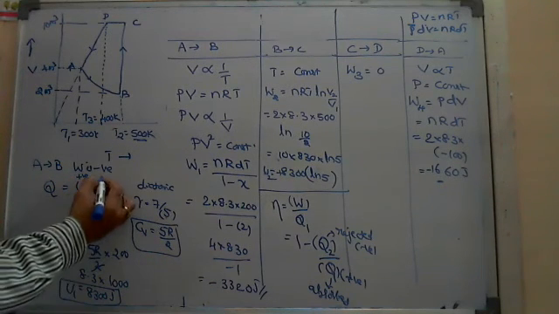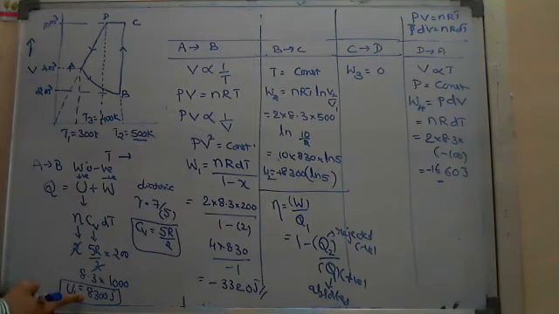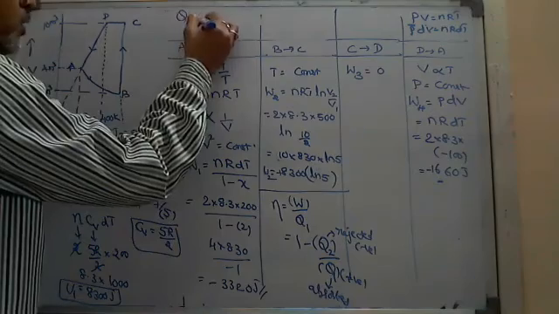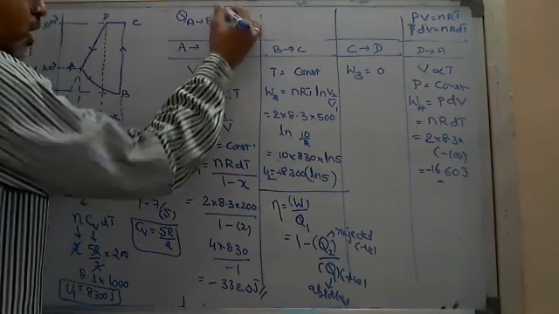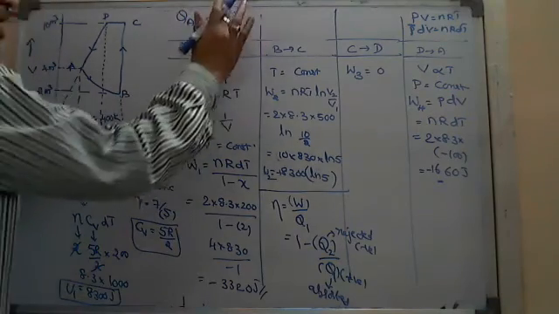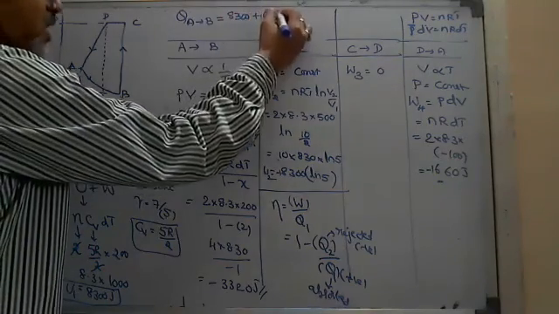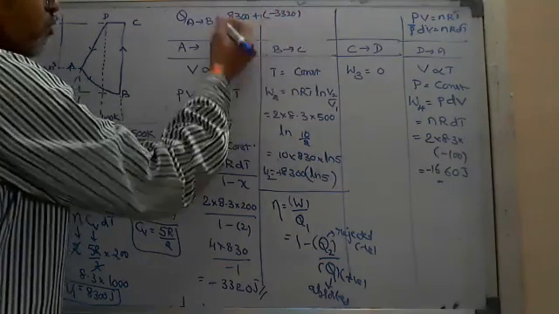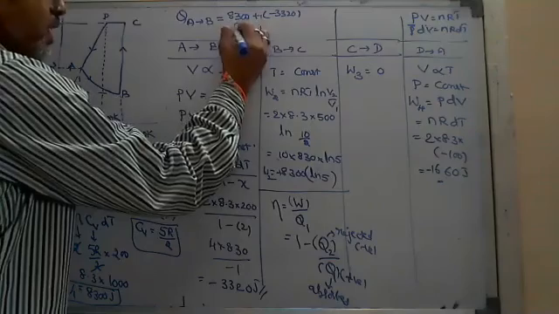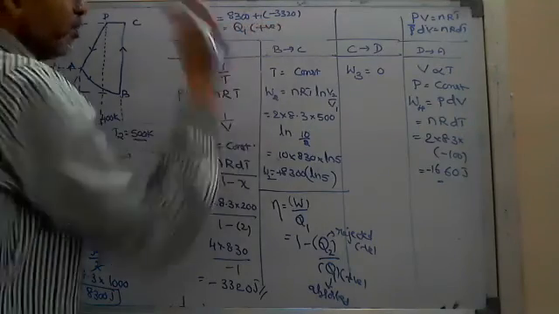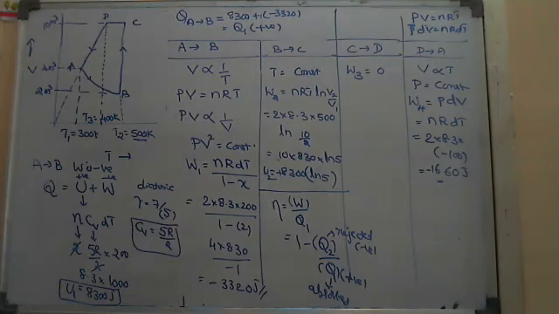W is negative in the first process, and that to positive value is more. That's why whatever you find out as Q from A to B is surely U1, 8300 plus minus 3320. Of course, you will get something here. Let it be some Q1, which is positive. Okay, you will get some value there.